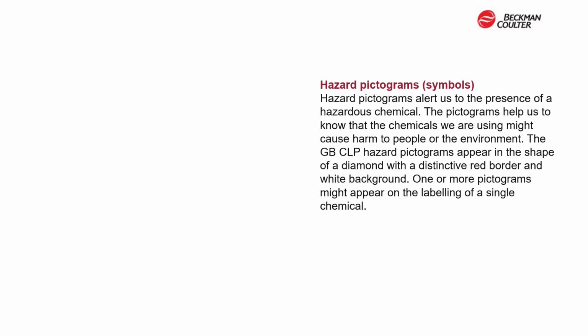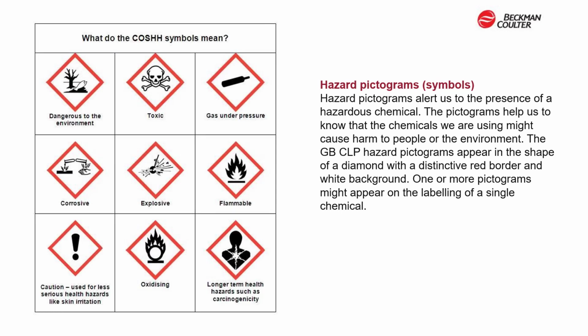Hazard pictograms, symbols. Hazard pictograms alert us to the presence of a hazardous chemical. The pictograms help us to know that the chemicals we are using might cause harm to people or the environment. The GB CLP hazard pictograms appear in the shape of a diamond with a distinctive red border and white background. One or more pictograms might appear on the labeling of a single chemical.